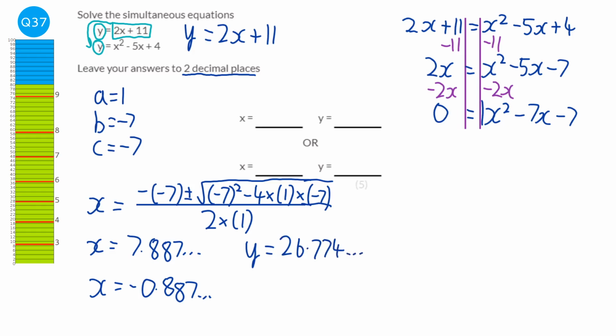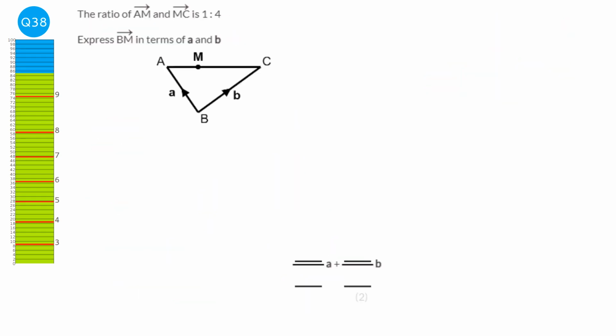26.774, blah, blah, blah. Then I'm going to do that with the second solution we found, so the minus 0.887, blah, blah, blah. Go times it by 2, then add 11. And that gives me 9.225, blah, blah, blah. So to 2 decimal places, our answers are going to be 7.89 and 26.77, or minus 0.89 and 7.23.